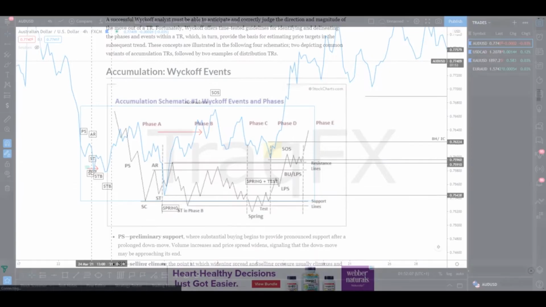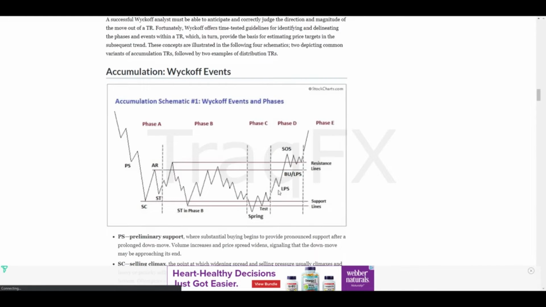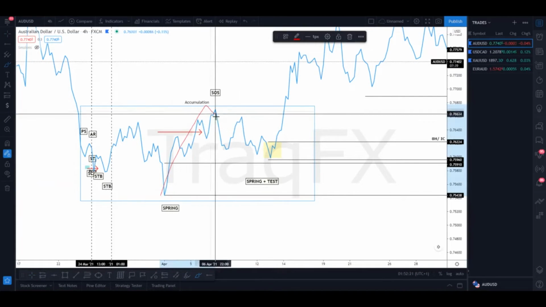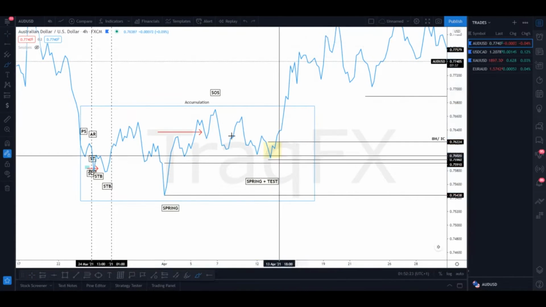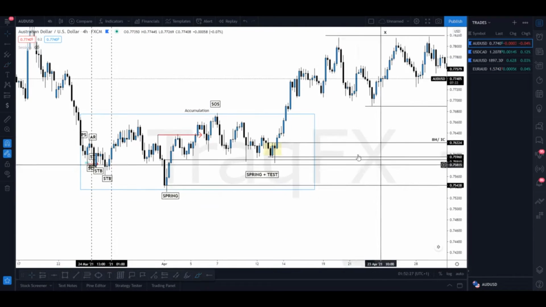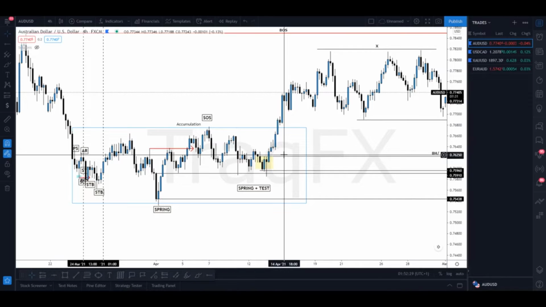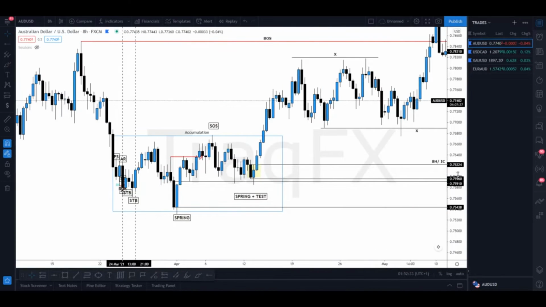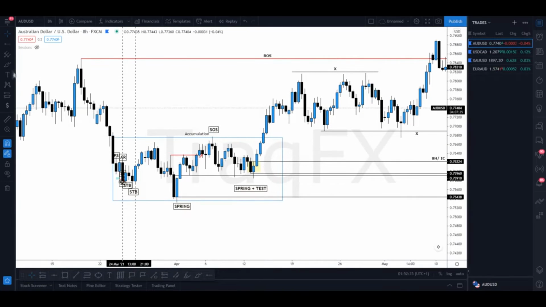Now, LPS. It says that this is the last point of support where the market makes that last pullback and then goes up. Now what this Wyckoff does not tell you is that the market makes a push back down into the LPS. In this case, right here, we can see that the market pushed up, created that last pullback, and then pushed up again. What we want to look for is that last area of demand. We want to be focusing on that last area of demand before the major impulsive move up.